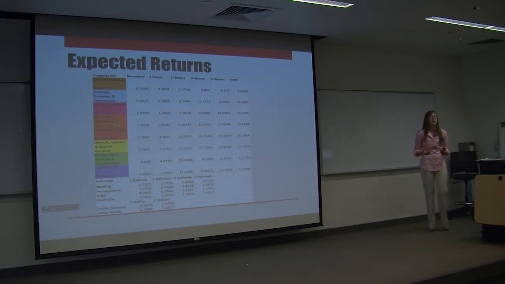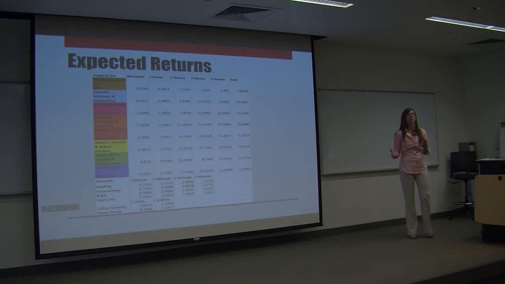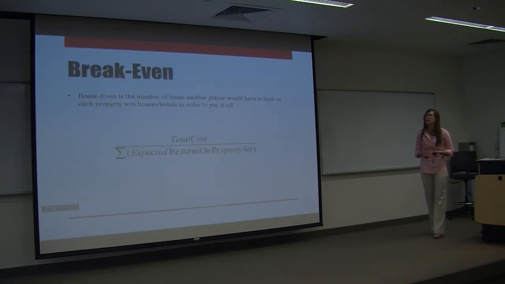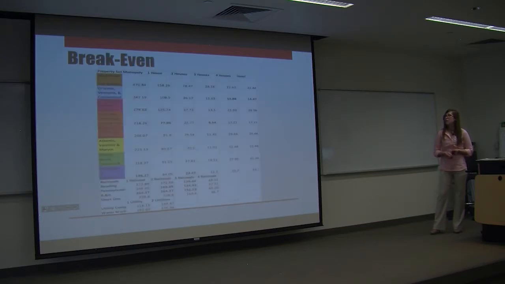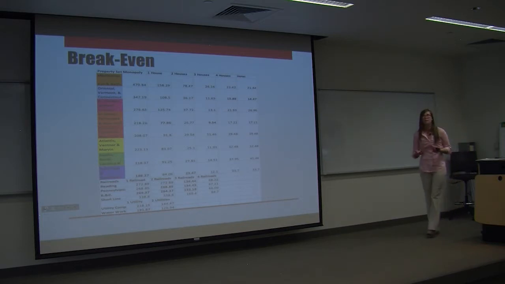Now, expected returns really only look at the benefit side of owning a property. So I also wanted to do a calculation that looked at the cost side of owning a property set. So I did break even, where break even is the number of times another player would have to land on each property with or without houses or hotels in order to pay it off. I did this once again for every property, and these are the results I ended up finding.